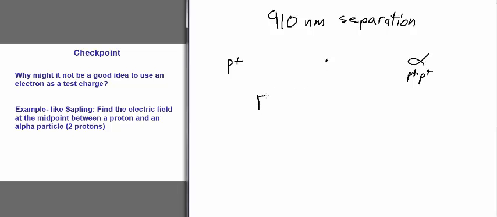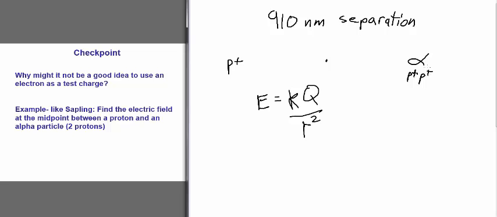And field is E. We just saw an equation for field. And we've seen that the total field at a point is the sum of all the fields from all the different point charges. So we're going to have to add up the field from this point charge and this point charge.